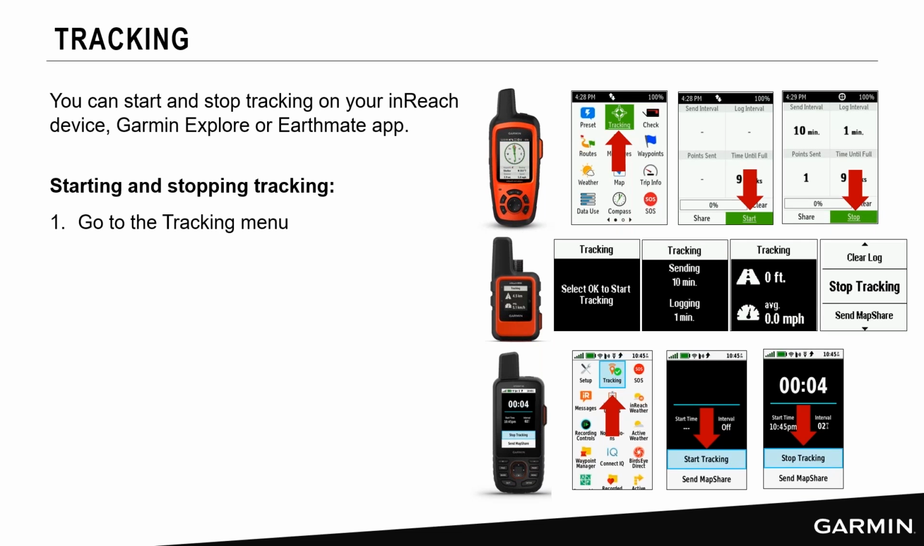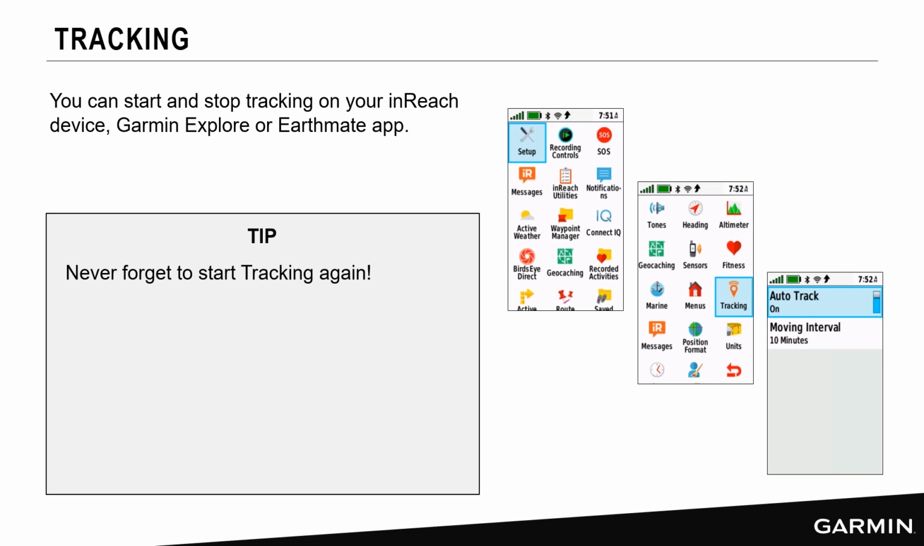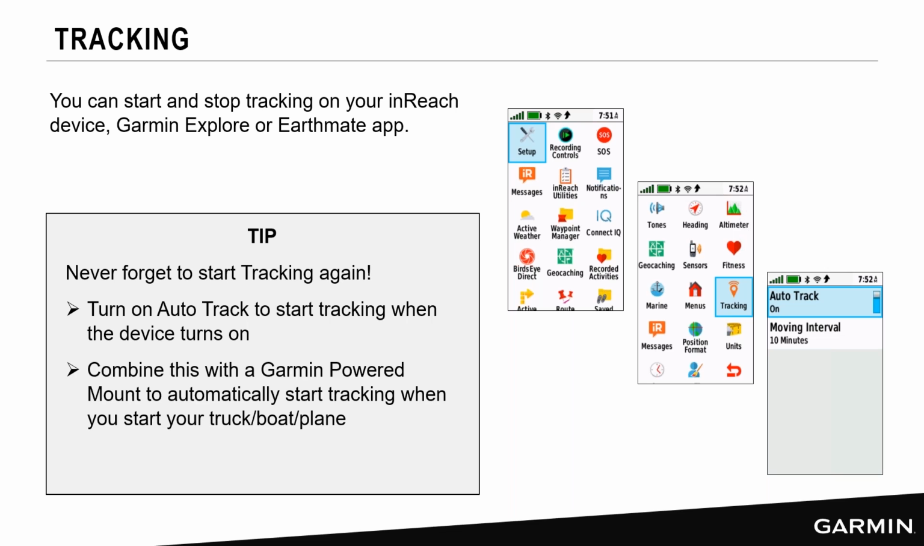Very straightforward. To start and stop tracking, you go to the tracking menu on the device and you hit start tracking and stop. And I've got a tip for people. I'm not sure if any of you have been out on a hike where you've gotten partway down the trail and realized you forgot to start tracking. The tip for you, and I use this, I turn on the auto track option so that when I power on my device, it just automatically starts sending my tracking data.